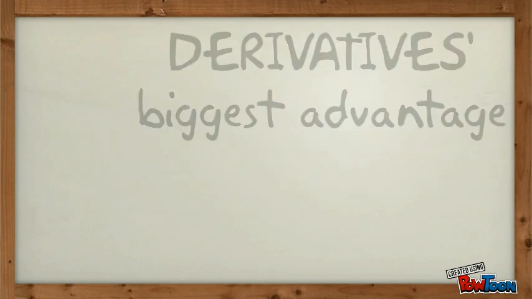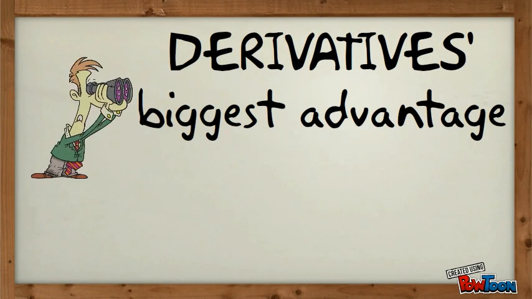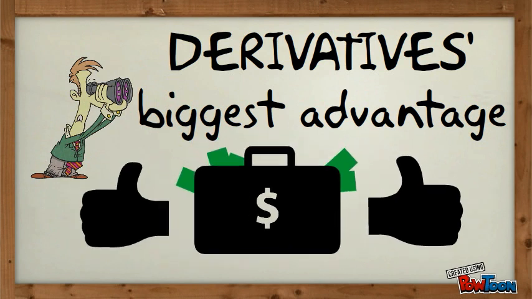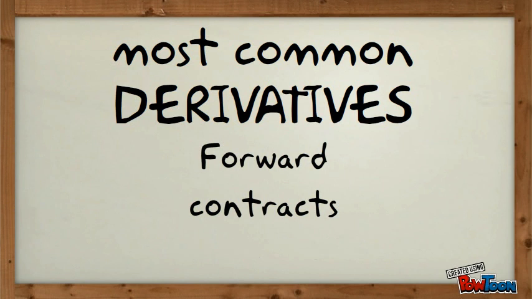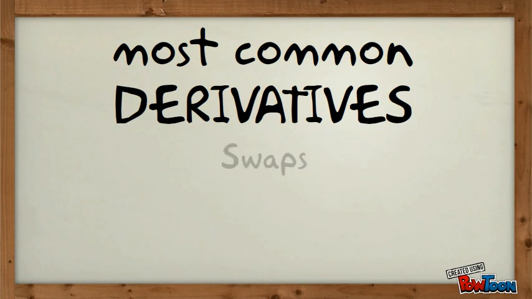The most important advantage of derivatives is that they increase savings and investment in the long run. The most common types of derivatives are future contracts, forward contracts, options, and swaps. We will be explaining each one of them in detail.